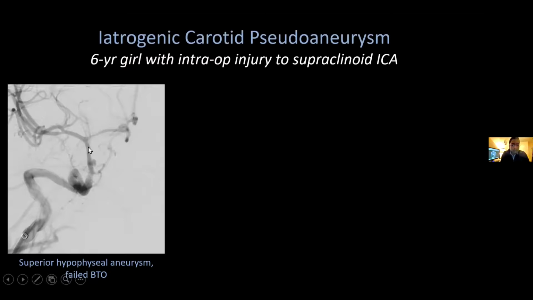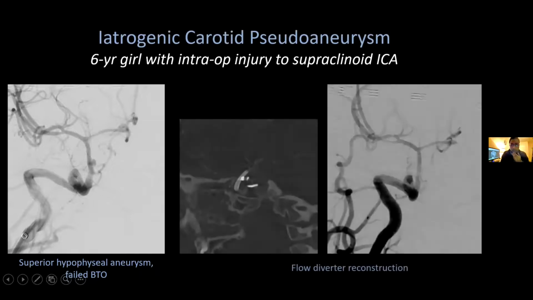But the easiest way to treat this is to sacrifice this artery. But unfortunately, the girl failed the balloon test occlusion. So we went ahead with reconstructing this artery with flow diverters. So you can see here the coil inside the aneurysm, as well as two pipeline flow diverters, and we are able to completely reconstruct this circulation.